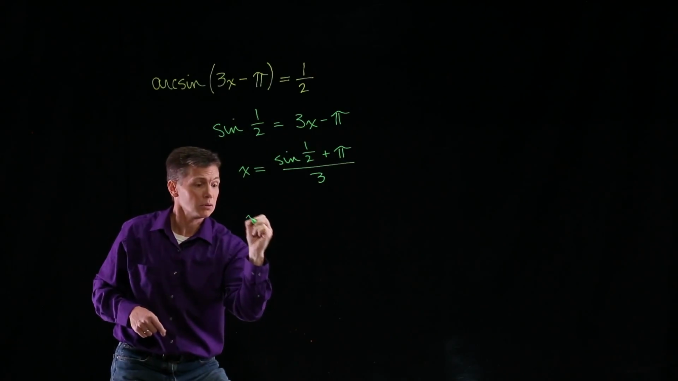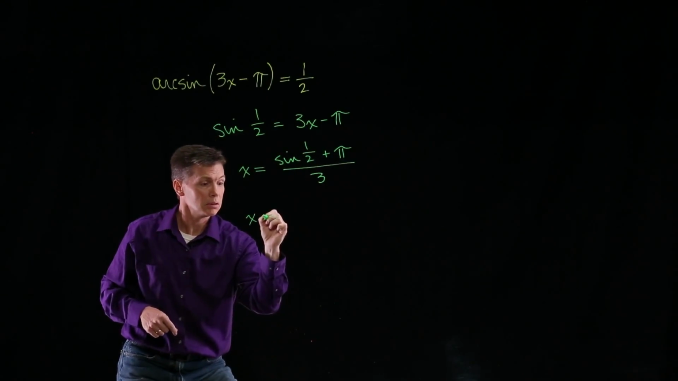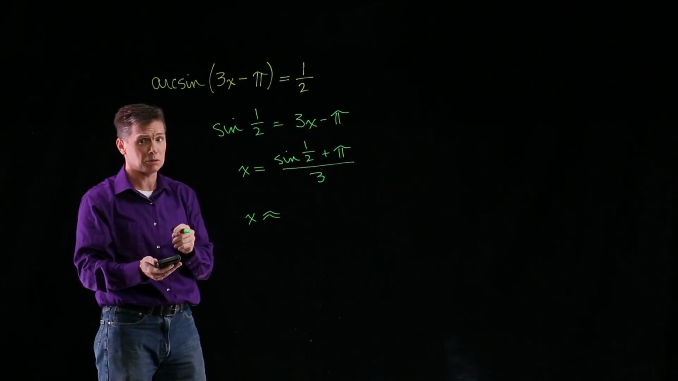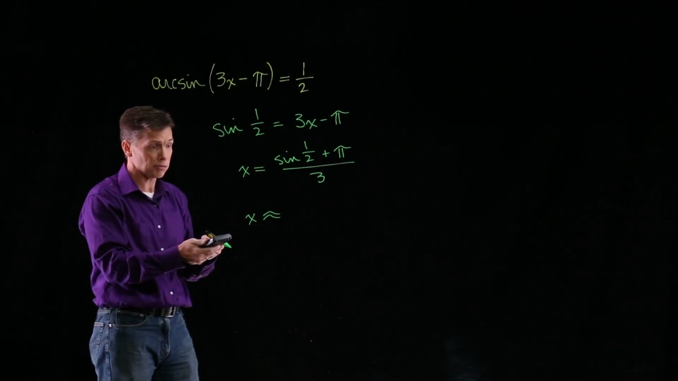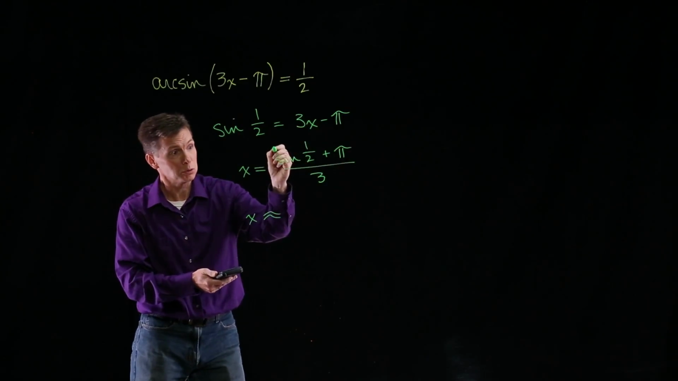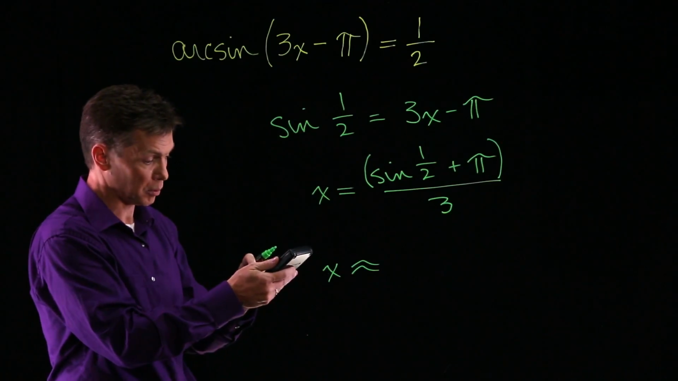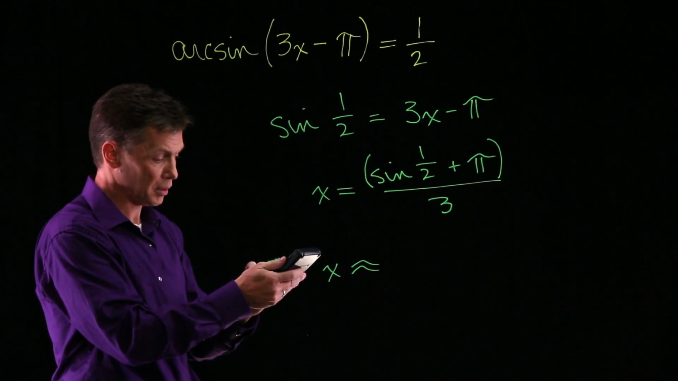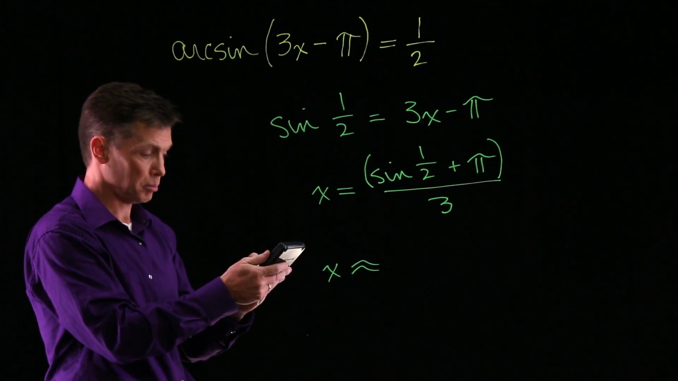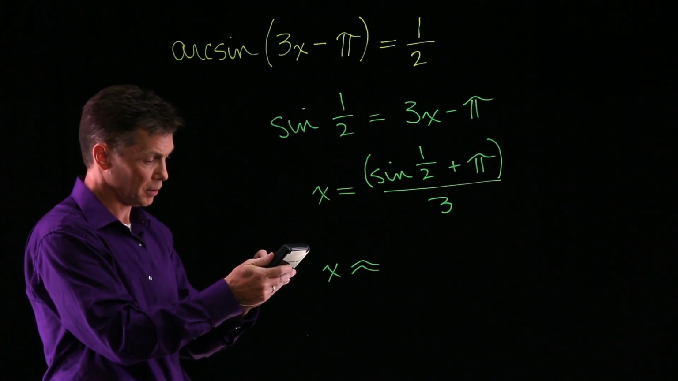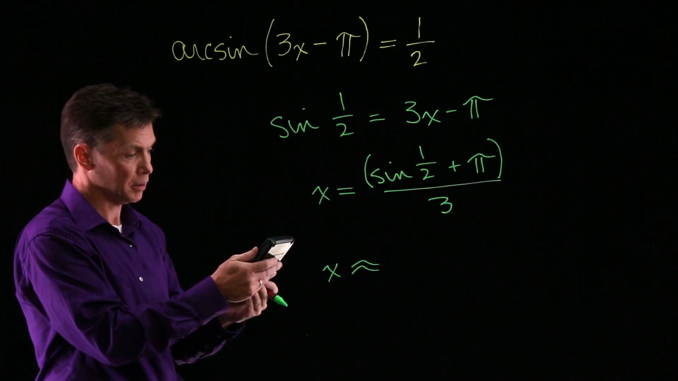Okay? So I'm going to grab my calculator now and get an approximate answer. Make sure your calculator's in radian mode. That's about the only warning I have for you. Maybe also to group the numerator if you're doing this all at once. So parentheses, sine of 1/2 plus pi, close parentheses, divide by 3.